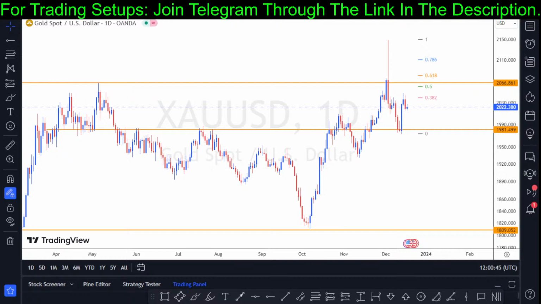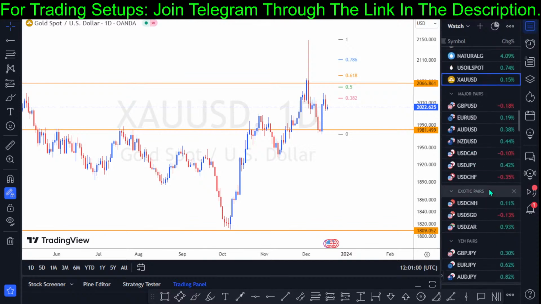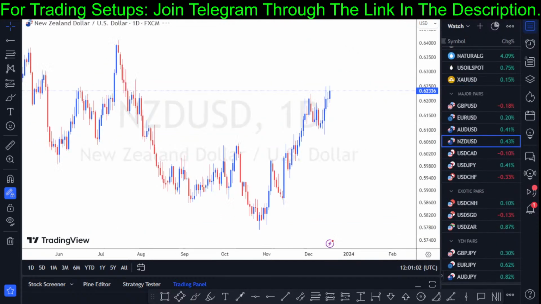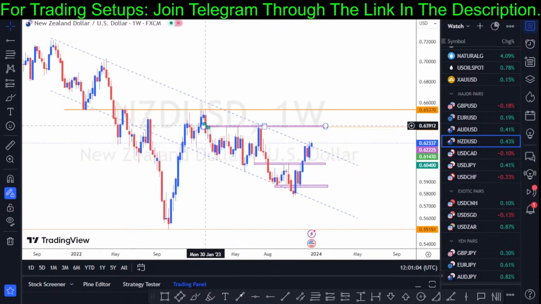We have the New Zealand paired against the Canadian dollar, New Zealand USD, and New Zealand Canada. Let's go to the chart of New Zealand paired against the USD. Let's see what we have right here. Based on what I have on my price chart, this is what I have.